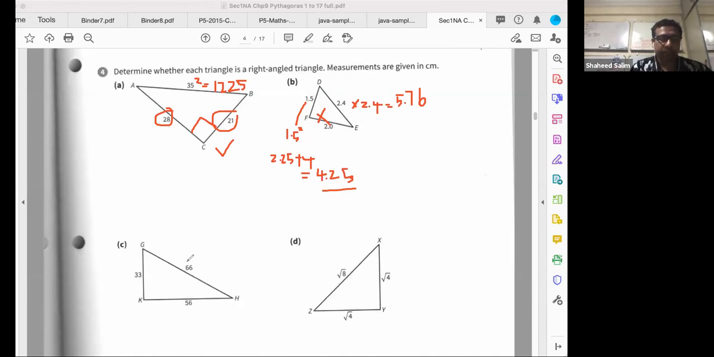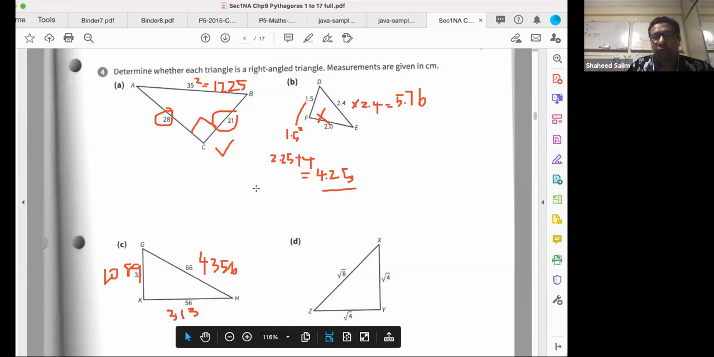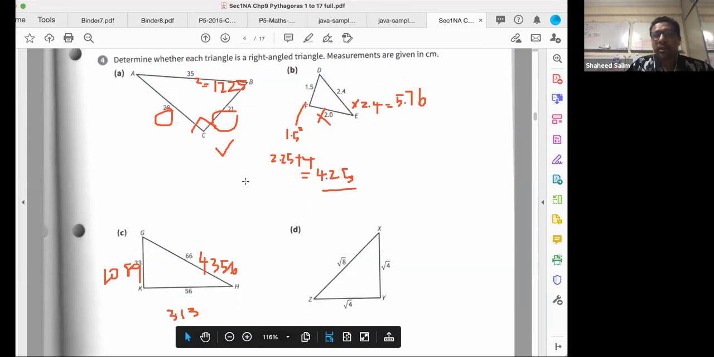66 squared is 4356. Okay, what about 33 squared? This is 1089. Actually, you have a calculator, you don't need to show your breakdown in working. 56 squared is 3136. So you add 3136 to 1089. Do you get 4356? If you don't get it, that means they're not equal.